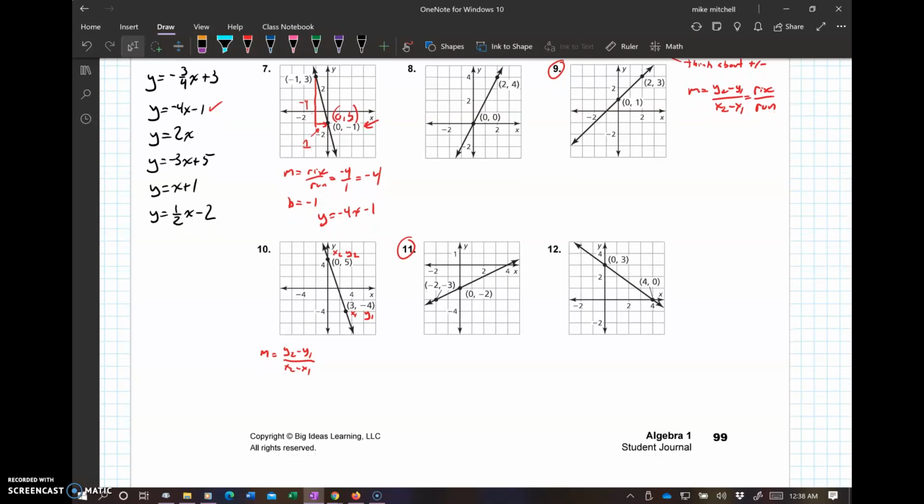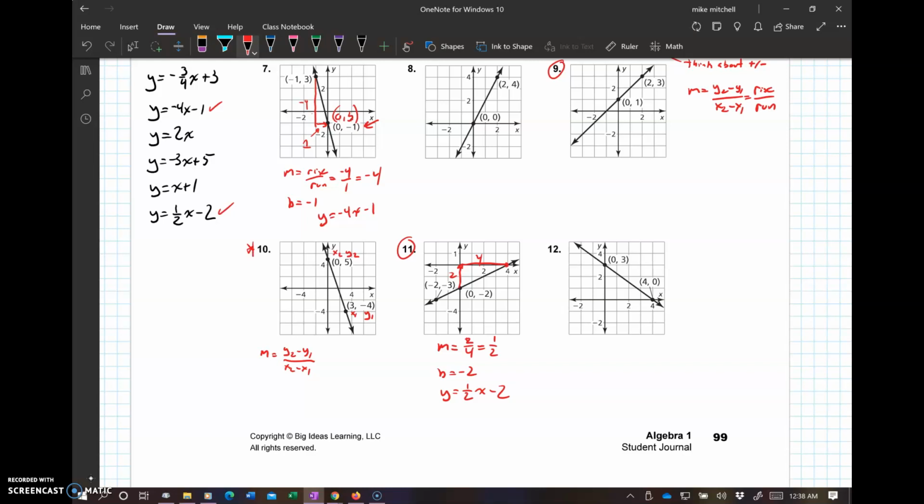Okay. 11, same thing. My slope, up 2 over 4. So that's going to be 2 over 4, which goes to 1/2. My y-intercept is negative 2. Y equals 1/2 x minus 2. There we have that one.